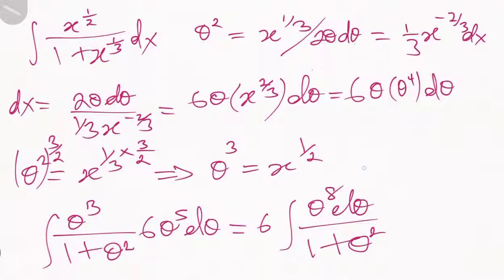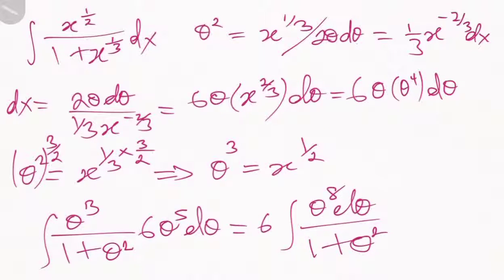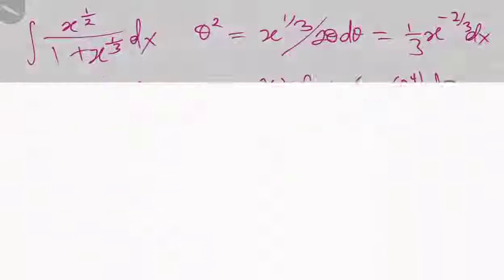Since we have this to be improper, and that means theta raised to power 8. Now the exponent here is greater than the exponent here, so we can use division of polynomials to simplify this. So let's simplify this. So here we have theta raised to power 8, and then theta squared plus 1. So let's divide this by this.